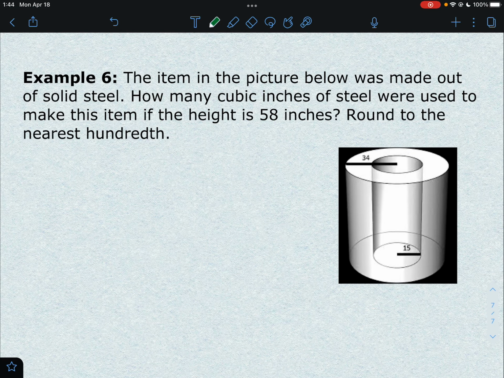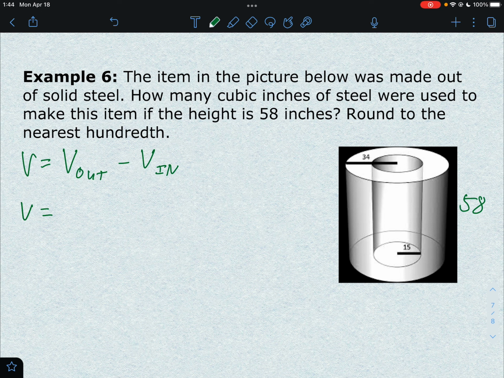Okay, last one, example 6. The item pictured below is made out of solid steel. So it's a cylinder cut out of another cylinder. Okay? How many cubic inches of steel were used to make this item? The height is 58 inches. So what we're going to do is the outside cylinder minus the inside cylinder. So our volume is going to be the volume of the outer cylinder minus the volume of the inner cylinder.